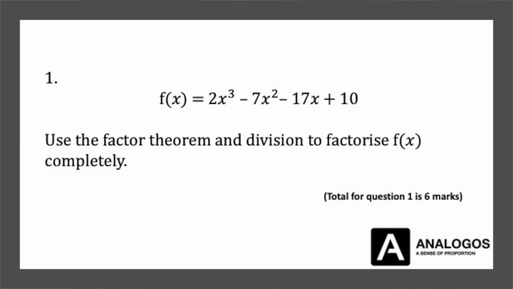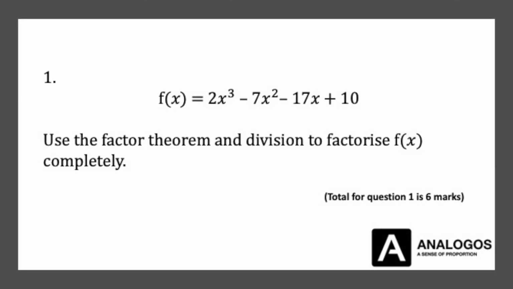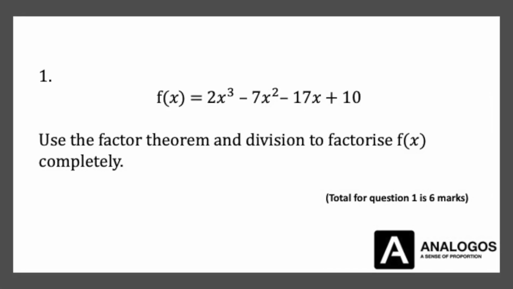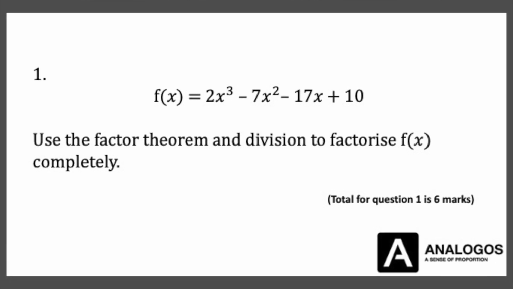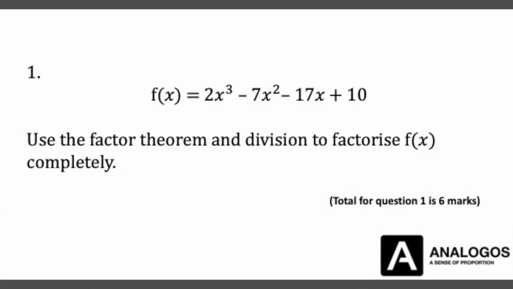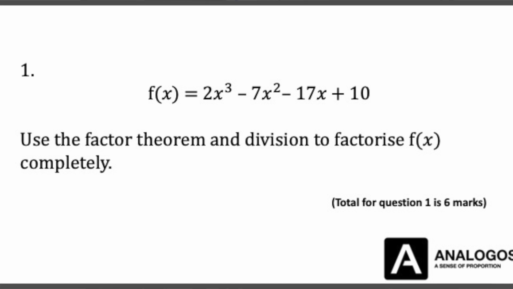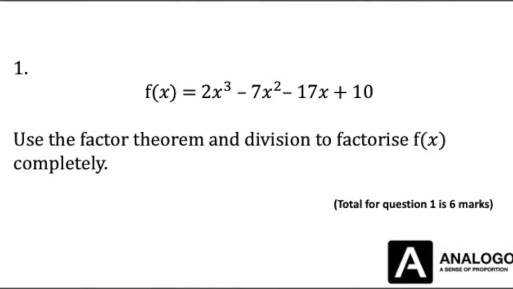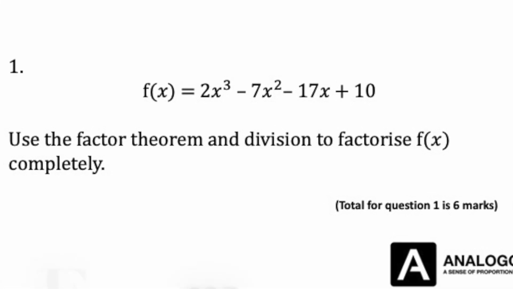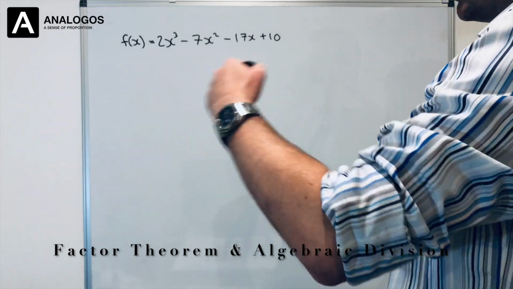Right, let's look at the next one. So we've got f(x) equals 2x cubed minus 7x squared minus 17x plus 10. Use the factor theorem and division to factorise f(x) completely. Total for question 1 is 6 marks. So 6 marks tells you straight away there's going to be a bit of work involved here.